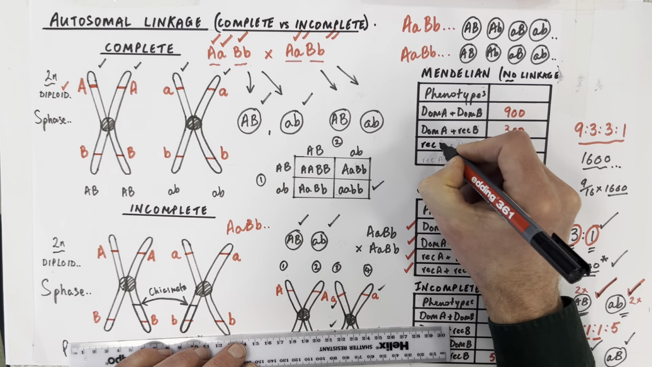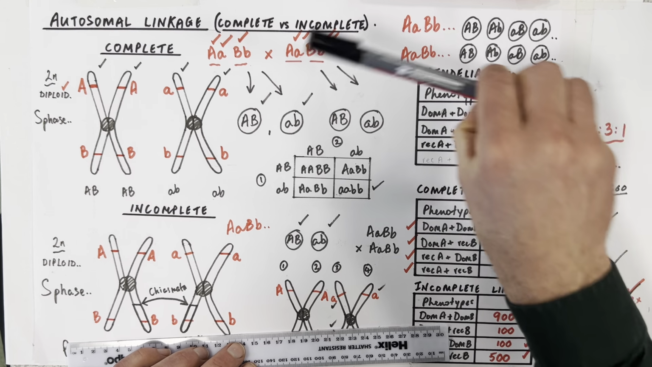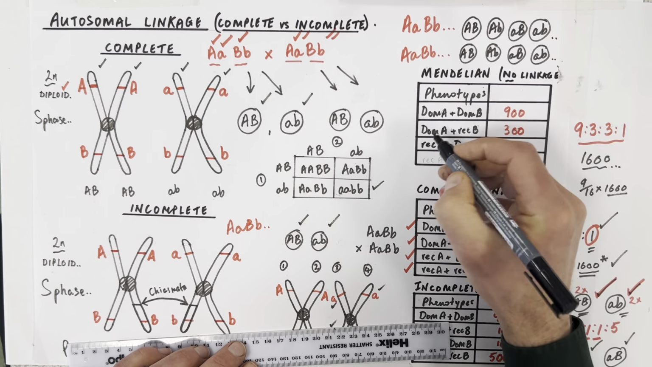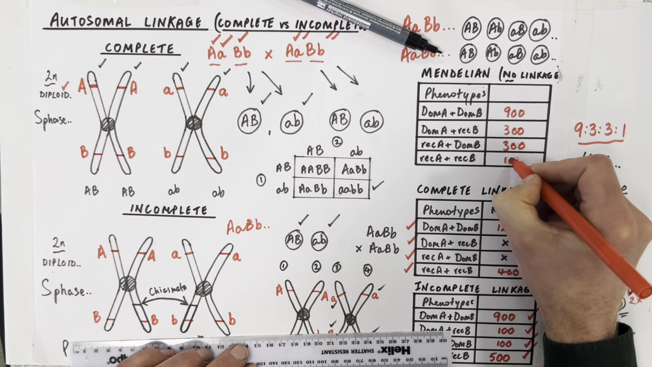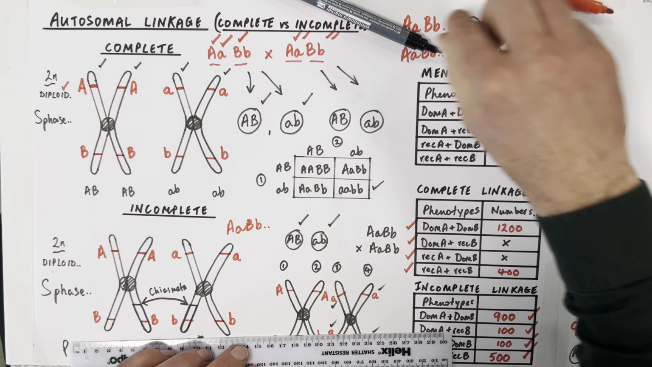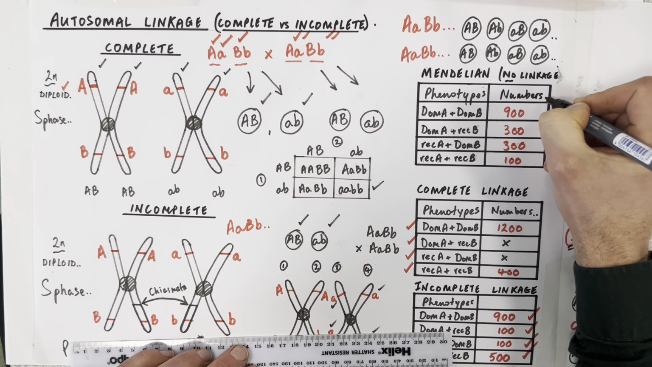The recessive A with the dominant B, again, that would be the same. And lastly, the recessive A with the recessive B phenotype, remember phenotype, not genotype, would be 100 of every 1,600, or 1 over 16. So our numbers would be classic Mendelian if there was no linkage.